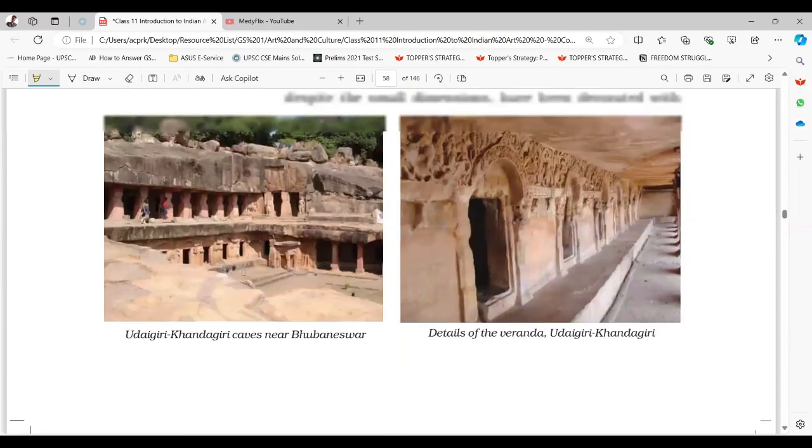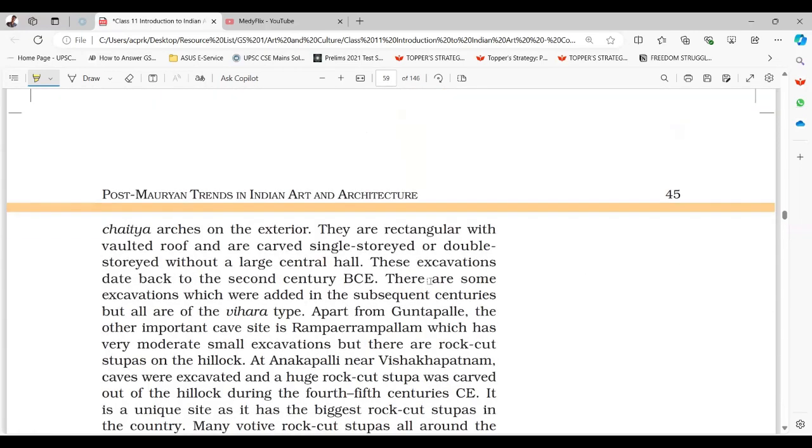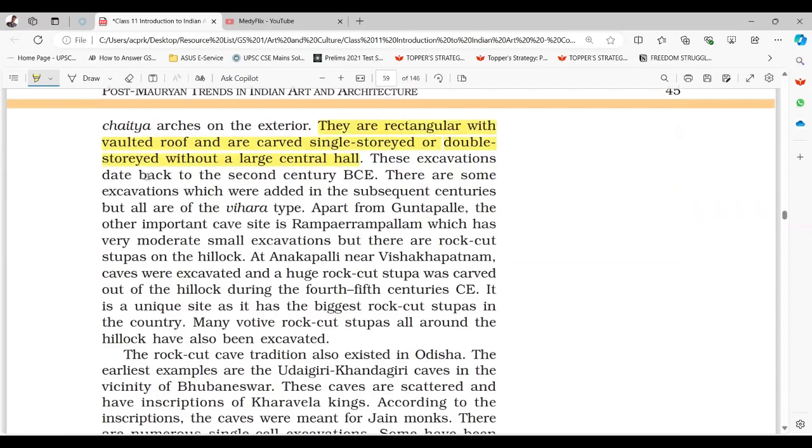Here you can see the Udaygiri Kandagiri caves near Bhubaneswar. Here you can see the details of the veranda, Udaygiri Kandagiri. They are rectangular with vaulted roof and are carved single storied or double storied without a large central hall. These excavations date back to the 2nd century BCE. There are some excavations which were added in the subsequent centuries, but all are of the Vihara type.